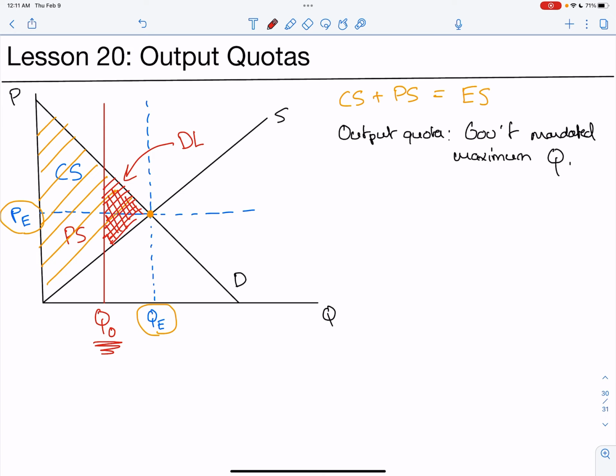Okay, and of course the price would increase to the price that corresponds to this point here. So we could call that PO for the price of output. Why would the price rise to that level? Well, at this level of output, suppliers are willing to sell the good at this price down here, but knowing that consumers are willing to buy the good at this price up here, they will of course charge the higher price. Okay, so that's how output quotas work.